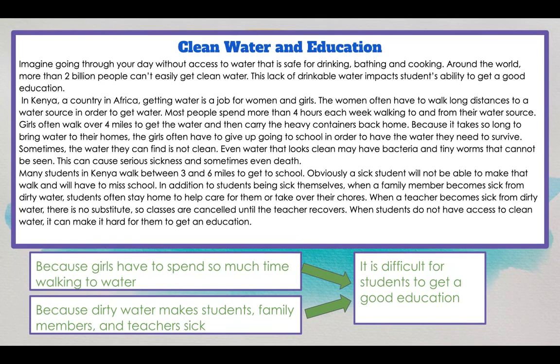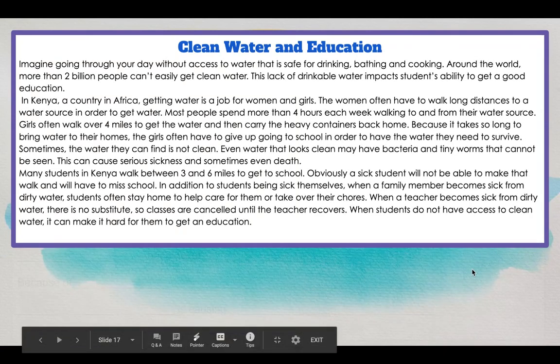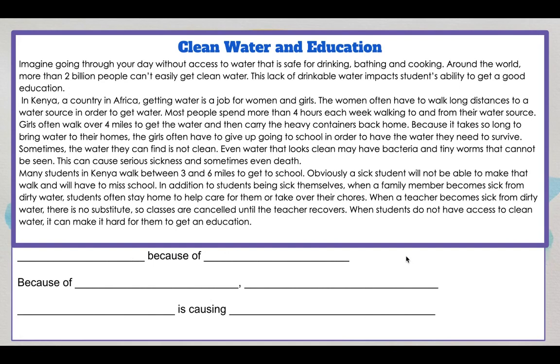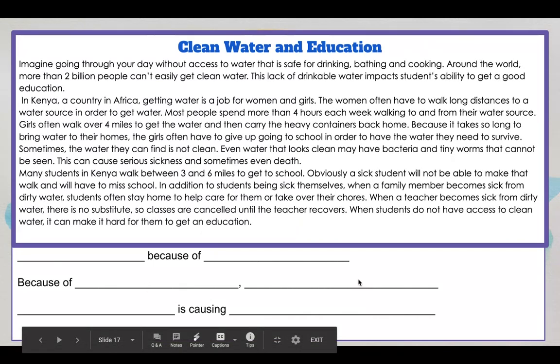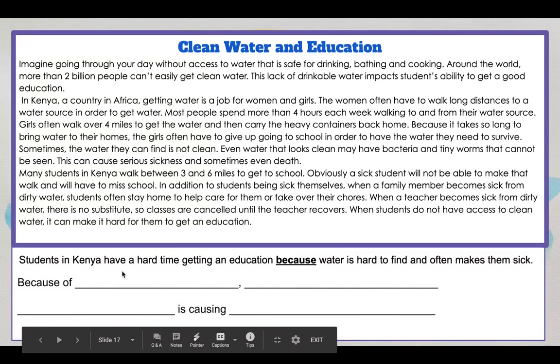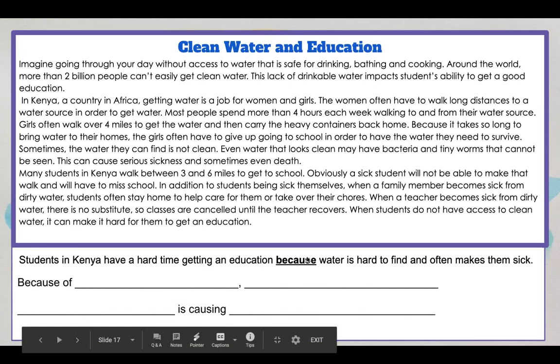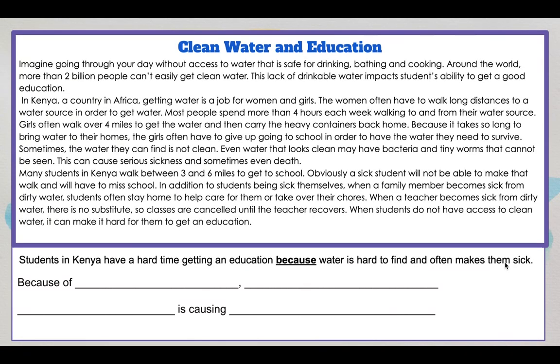So now I'm going to go back and think about my sentence frames that I have. Blank is happening because of blank. Because of blank, blank is happening. Blank is causing blank. We can use any of these sentence frames to write it. For example, I said, students in Kenya have a hard time getting an education because water is hard to find and it often makes them sick. That's kind of the two big reasons. They have to spend so much time looking for it and they get sick from it.